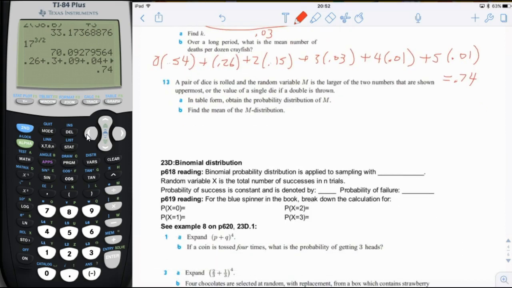13. A pair of dice is rolled and the random variable m is the larger of two numbers that are shown uppermost, or the value of a single die if a double is thrown. A, in table form, obtain the probability distribution of m. B, find the mean of the m distribution.